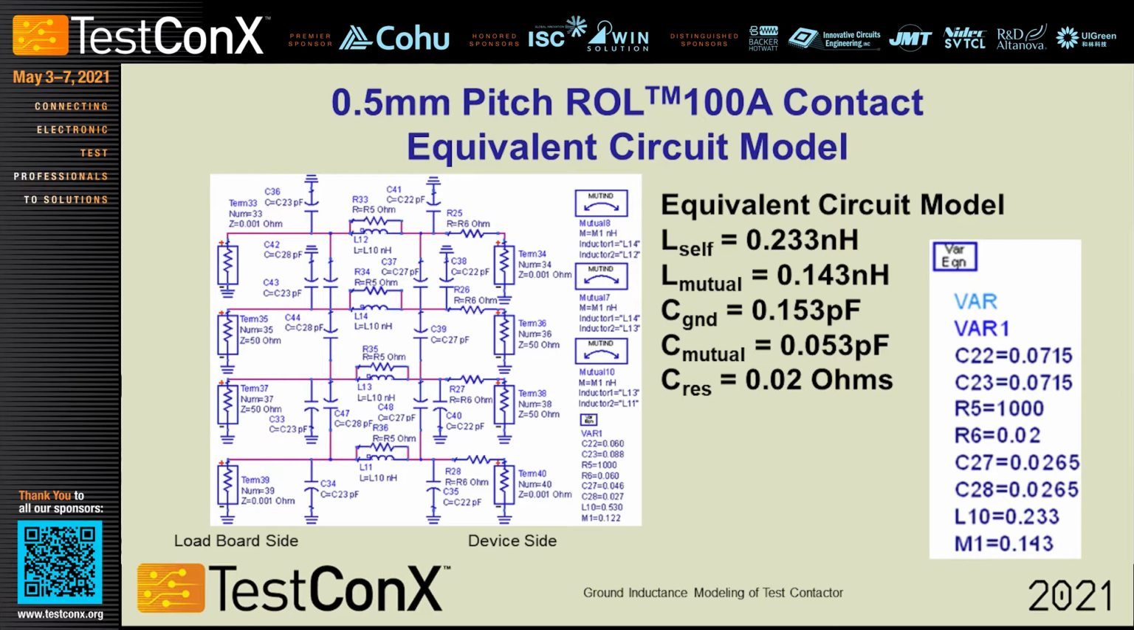But the nice thing about this is if you look on the left-hand side, you see the impedances of the terminations. It's a ground signal ground configuration because the top and bottom terminals are set to 0.001 ohms, and that represents ground. In ADS, you don't want to set it to 0 because it'll blow up. On the right side are the device terminations. Again, they're the exact same as the load board side. The only difference is everything is symmetrical in this case, except we've added a contact resistance.